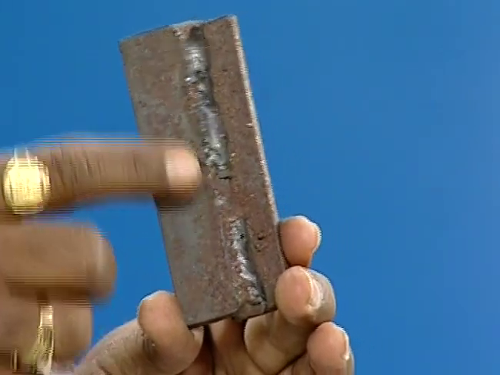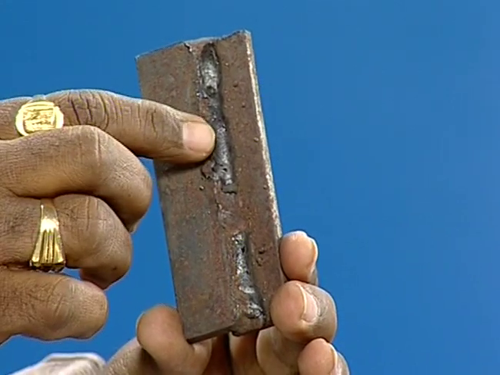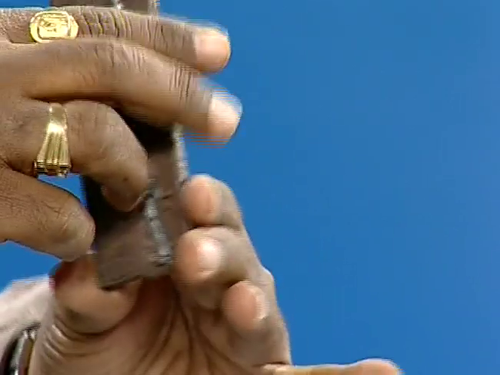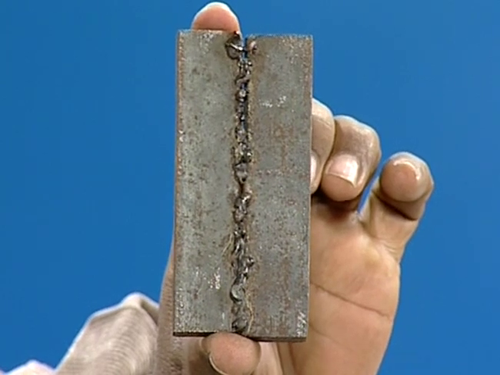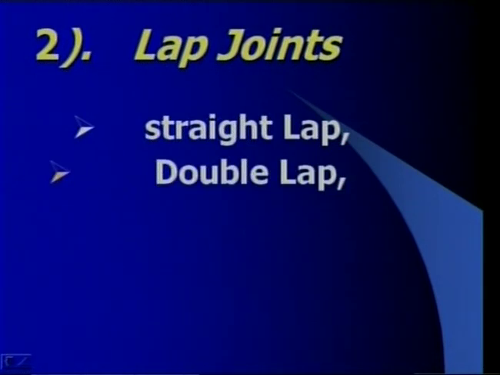The same thing we can see here. Overlap welding is done by overlapping two pieces. Here it is welded properly. This is after the lap joint is over. The same thing we will see after welding, butt joints will be like this. Okay. With this, in lap joints also we are going to have different methods like straight lap and double lap.